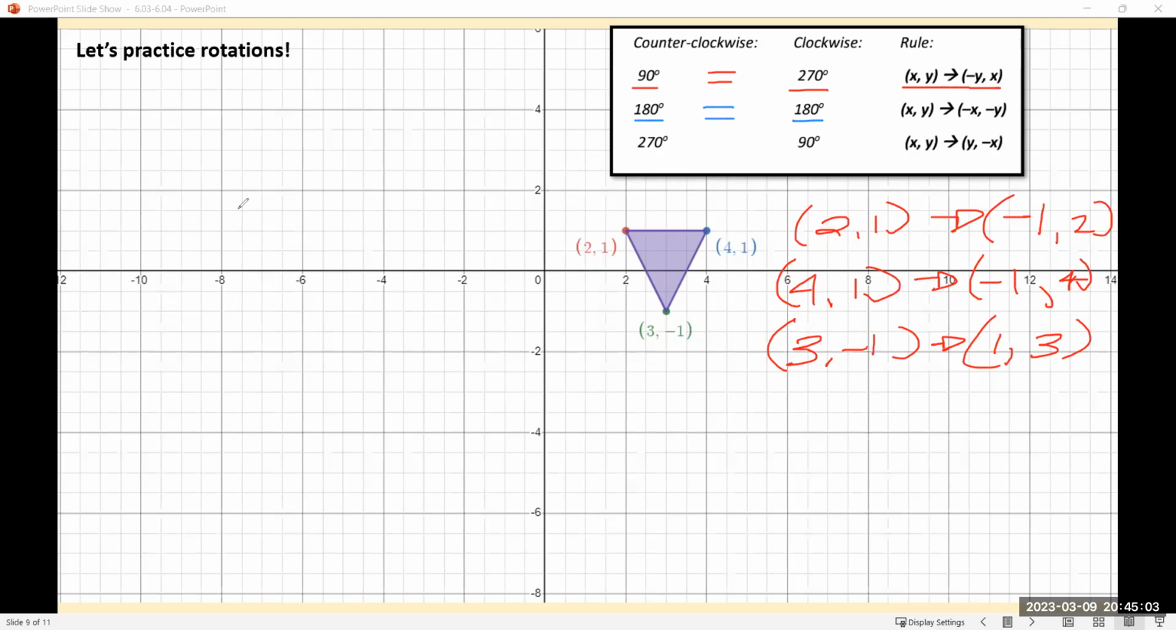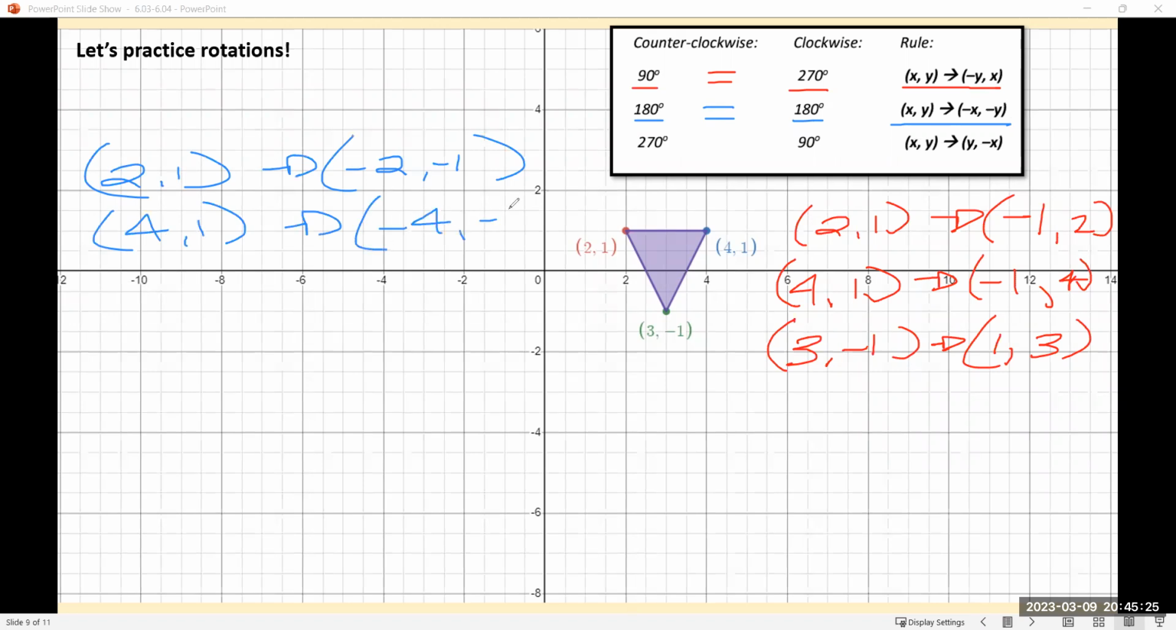Okay, so let's look at these ones. We're going from (x, y) to (-x, -y). All you're going to do here is make these values both negative, but they stay in the same spot. So this means (-2, -1). And then for the (4, 1), again, we keep the values the same, just make them negative. So (-4, -1). And with this (3, -1), we're making the 3 negative. This 1 is already negative, so we turn it positive. So a 180 counterclockwise is the exact same thing as a 180 clockwise.